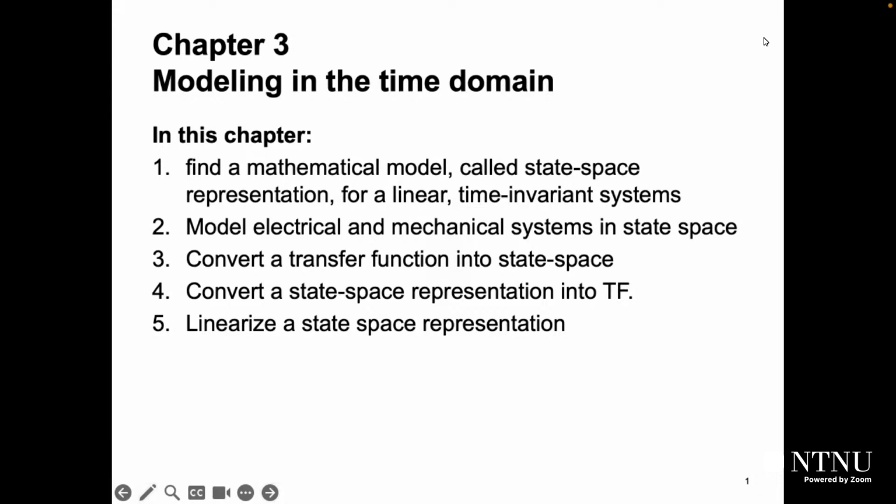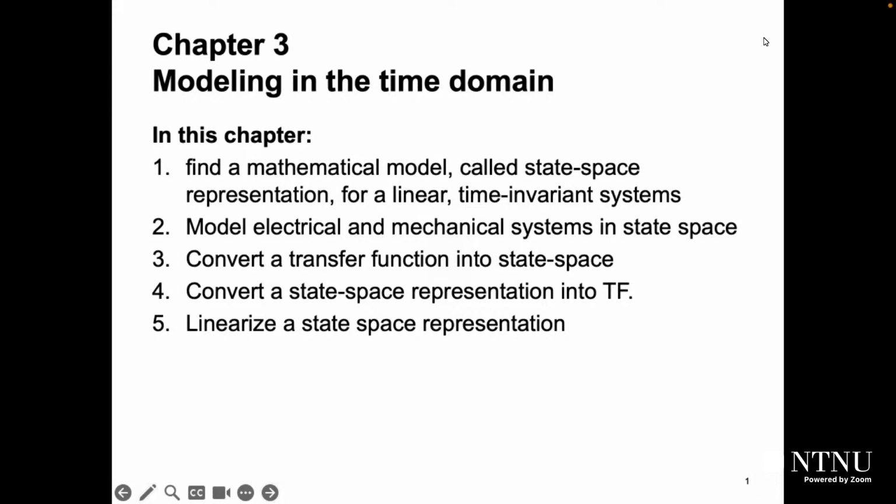We will try to model systems which we did already in chapter 2, such as modeling of electrical and mechanical systems. But this time, we need to put it in a state space. And in the last chapter, we tried to find a transfer function, but here we try to find the state space representation of your system. We need also to learn how to convert a transfer function into state space.